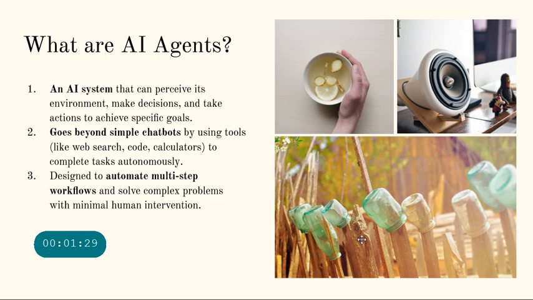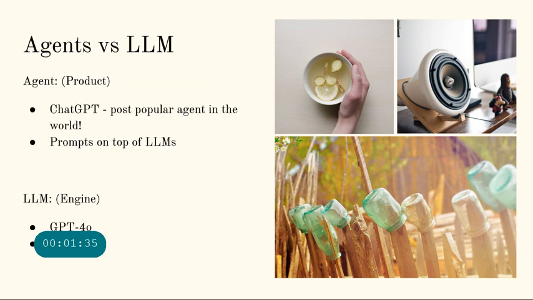So what does that all mean? Let's look at some examples to understand these concepts a little bit better. First of all, let's just look at the difference between the LLM and the agents. If I give you the simplest example, think about ChatGPT as the agent. It's probably the most popular agent in the whole world. So you can think about the agents as prompts on top of the LLM.